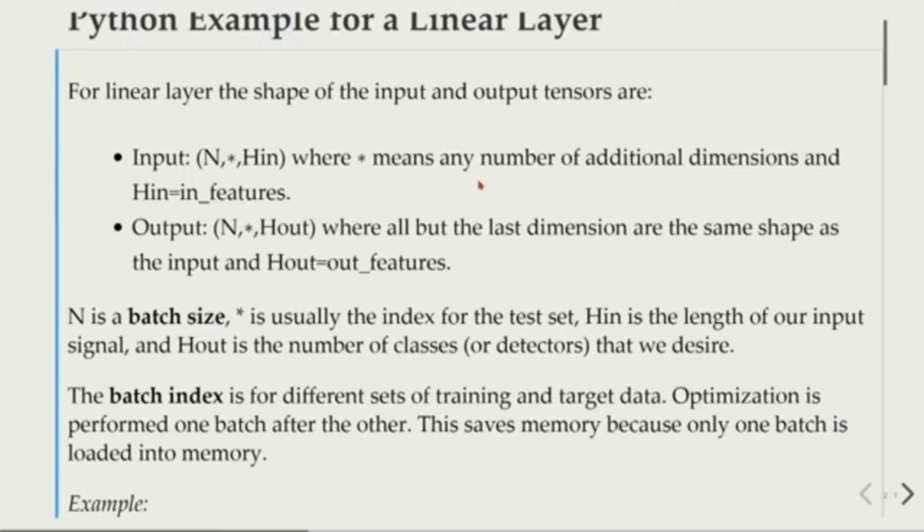Capital N is a batch size. Star is usually the index for the test set. H in is the length of our input signal, and H out is the number of classes or detectors that we desire. The N index is for different sets of training data. Optimization is performed one batch after the other. This saves memory because only one batch is loaded in memory.